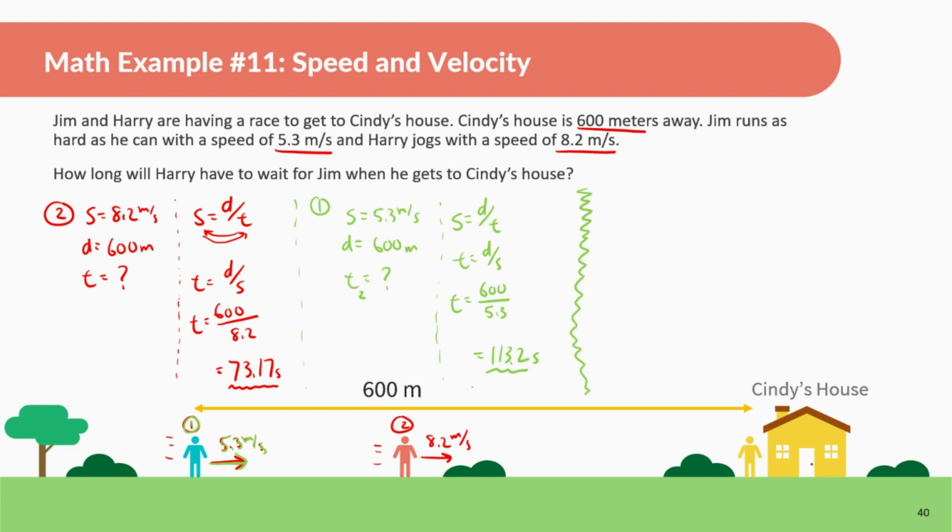What we have to do is find out, since Harry is faster, he's going to be waiting for Jim. So we're just going to subtract these two. We're going to do 113.2 minus 73.17 to find out how long Harry was waiting. 113.2 minus 73.17, and we get 40.03 seconds. That's how long Harry's going to be waiting on Jim.